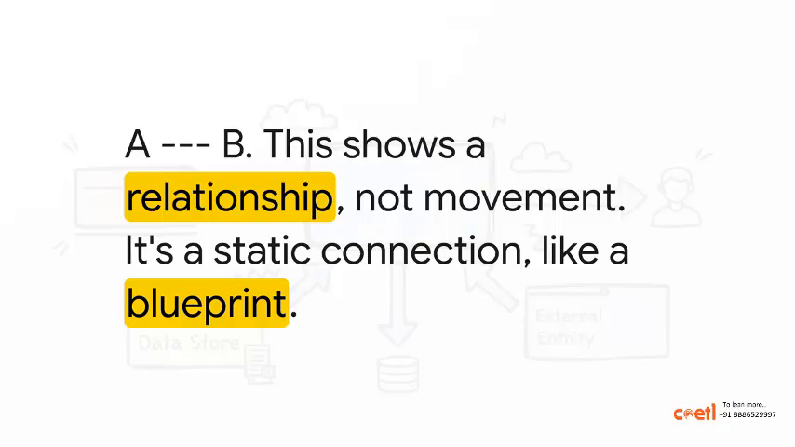But here, see the difference? No arrows. This line just tells us that A and B are connected somehow. It's not saying who's doing what or where anything is going. It's just a static, structural relationship. This is the world of data modeling, completely different from data flow.